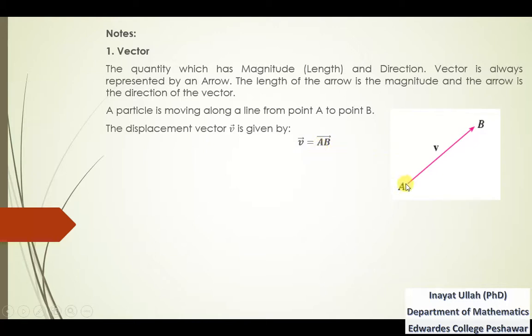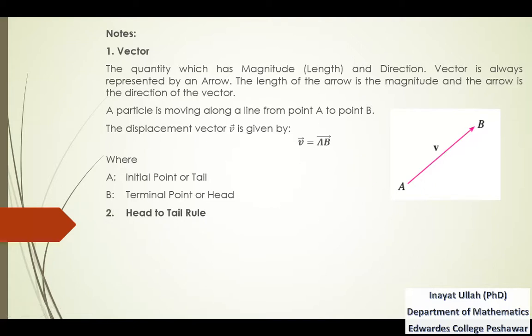Now this starting point of the vector is called the initial point. This point is called the initial point of this AB vector, or we may say that this is the tail of this AB vector. And secondly, this point B is called the terminal point of this AB vector, or we may say that that is the head of this vector AB.